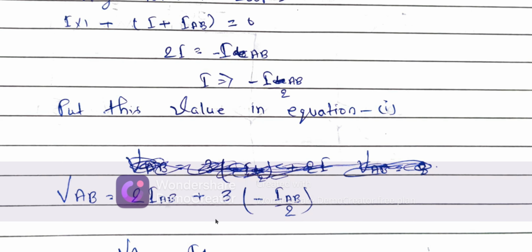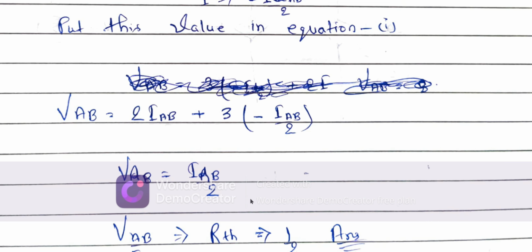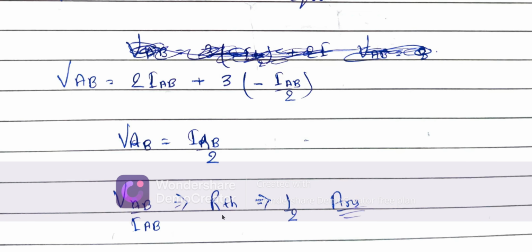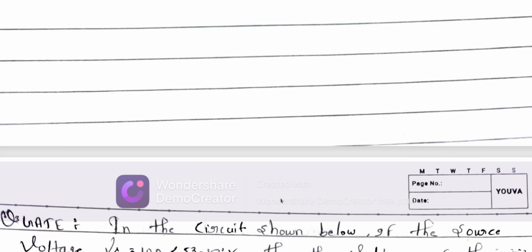So put this value in equation 1. VAB is equal to 2 IAB plus 3I, with I as minus IAB by 2. So VAB is equal to IAB by 2. VAB by IAB is equal to RTH, and RTH is equal to 1 by 2 is the answer. Why is it called VAB by IAB? If you apply Ohm's law, V is equal to IR and V by I is equal to R. So that's why it's called the equivalent resistance, and the equivalent resistance value is 1 by 2.